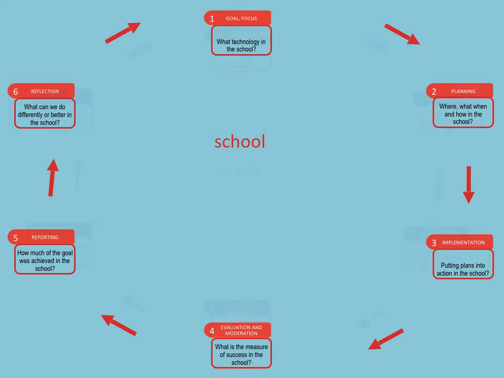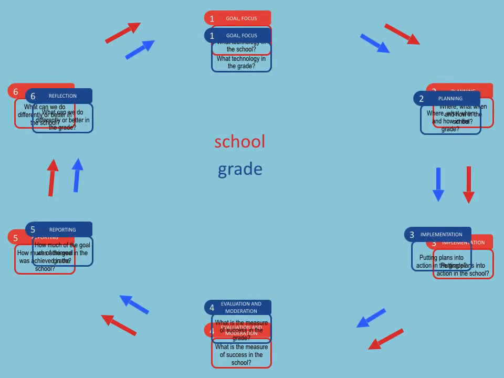But from the school level, we then want to go down into the grade level. Each grade is going to have different goals for technology. They're also going to plan differently. And more importantly, they're going to have a different report on how technology has worked in their grade. And that is going to feed into the main school's reporting and then reflection.